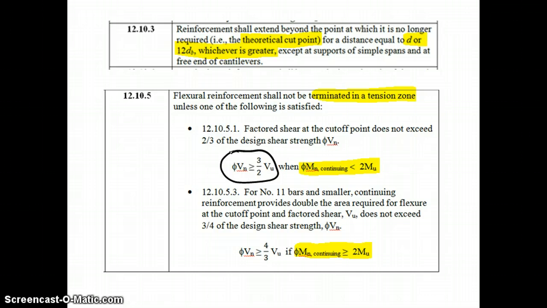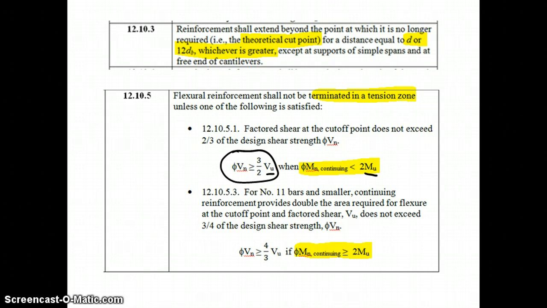All along, when we extend that, we'll be changing our Mu and our Vu. Because remember, when dealing with section 12.10.5, the Mu and the Vu is not the Mu max or Vu max anywhere along the beam. It's the Mu and Vu at the first possible termination point.